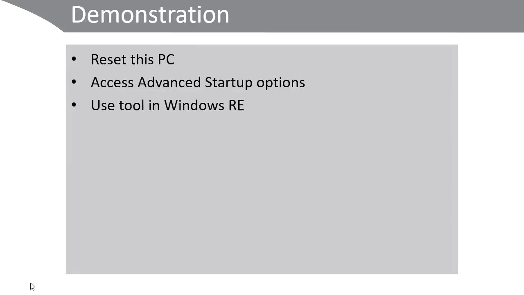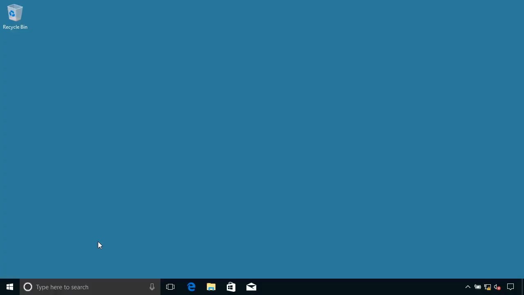In the demonstration, I'll show you how to reset this PC, how to access Advanced Startup options, and how to use the various tools in Windows Recovery Environment. So if you've experienced a serious problem with your computer, it may be that you want to roll it back to the point that it came out of the box. So you can use the Reset This PC option for that.